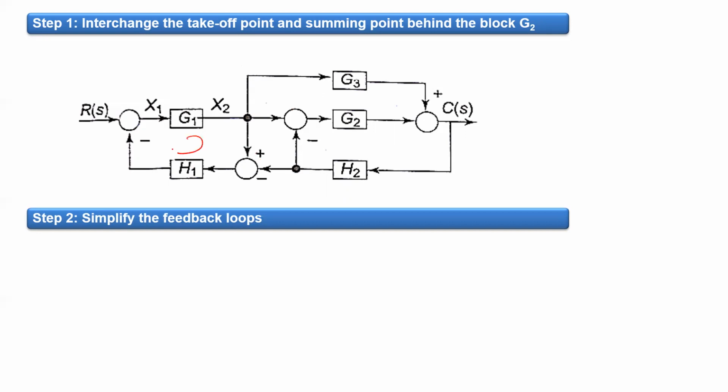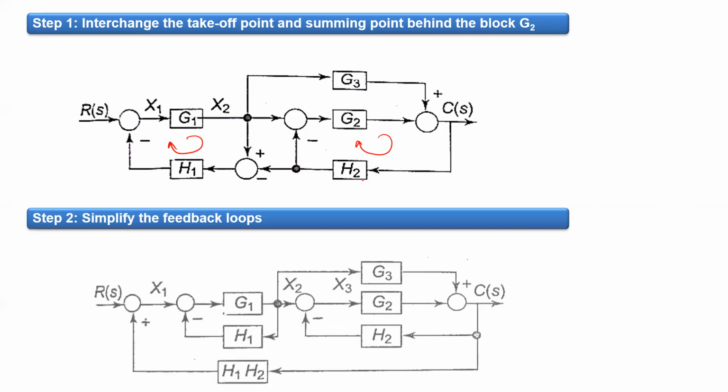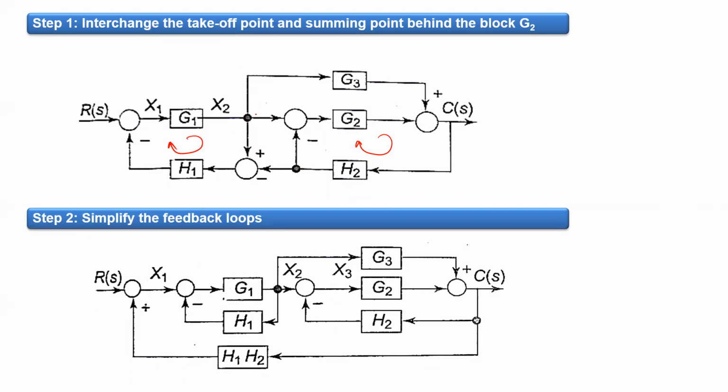So this is one feedback loop here, and this is another feedback loop here. We need to simplify these feedback loops so that we can get a clear picture of the given block diagram. When we simplify the feedback loops, as you can see, this is a feedback loop, so it is H1 here, and now this is H2, and it is going to this point and being added with this one.